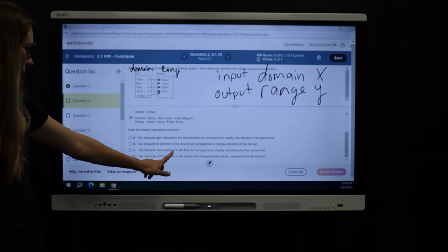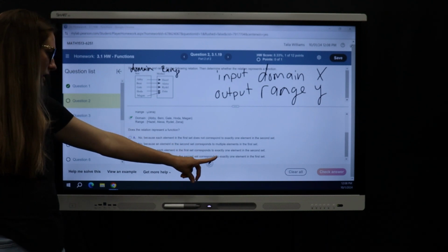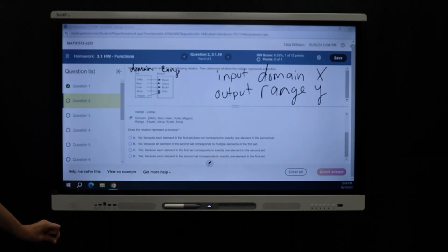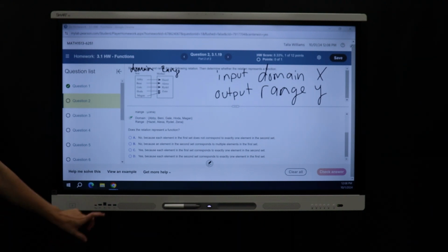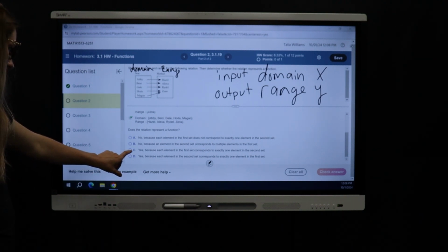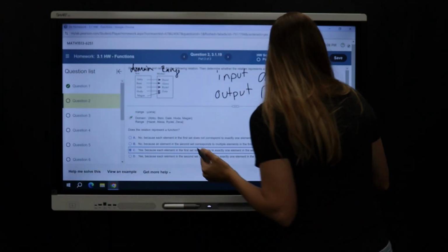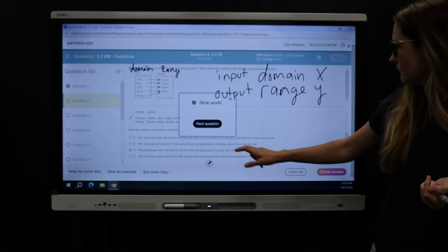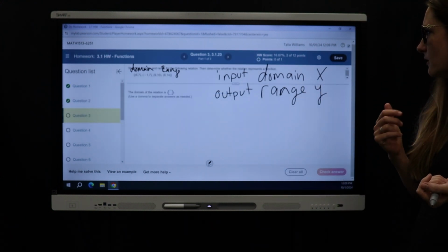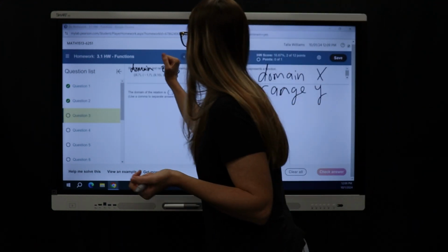Yes, because each element in the first set corresponds to exactly one element in the second set. Okay, get rid of this.